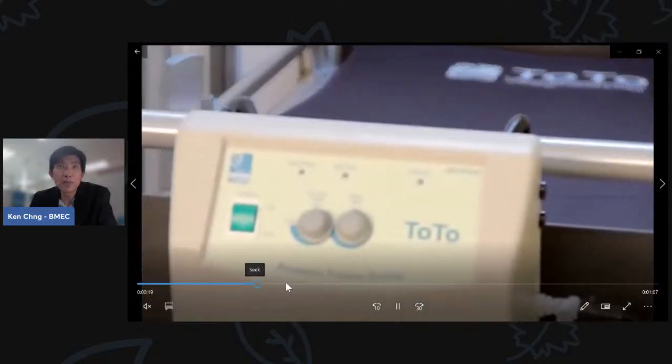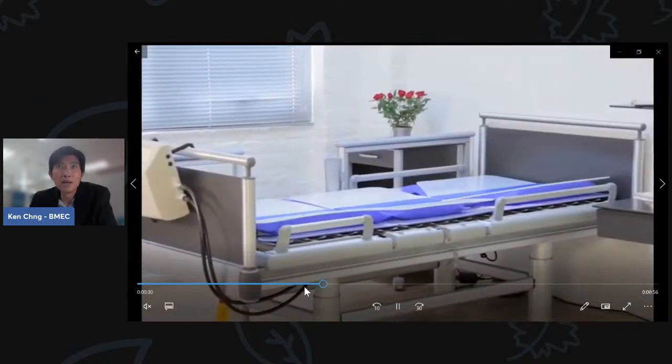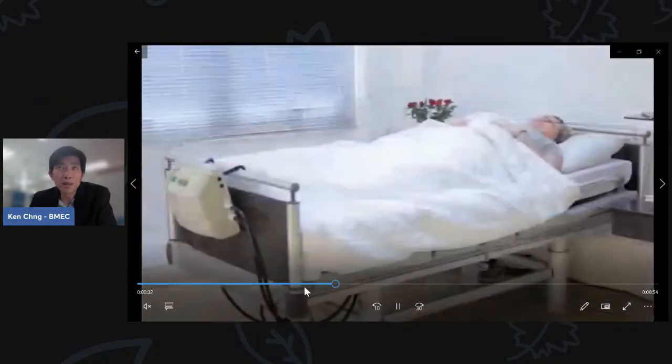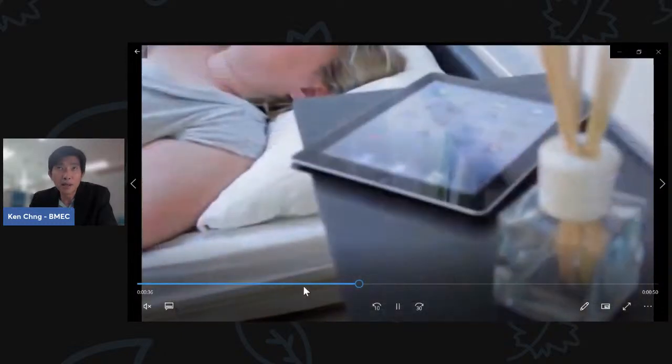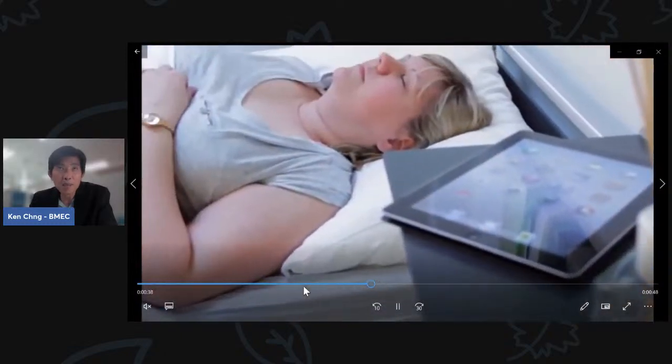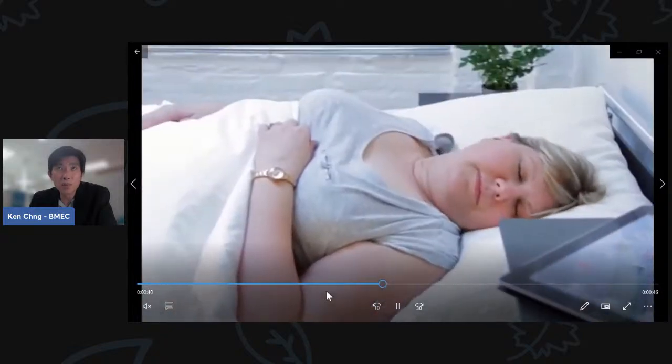So basically, this is Toto. Toto sits on the bed frame. It has a pump. What it does is that it has an air bladder underneath the mattresses. It can be an air mattress on the top or otherwise your hospital foam mattress.